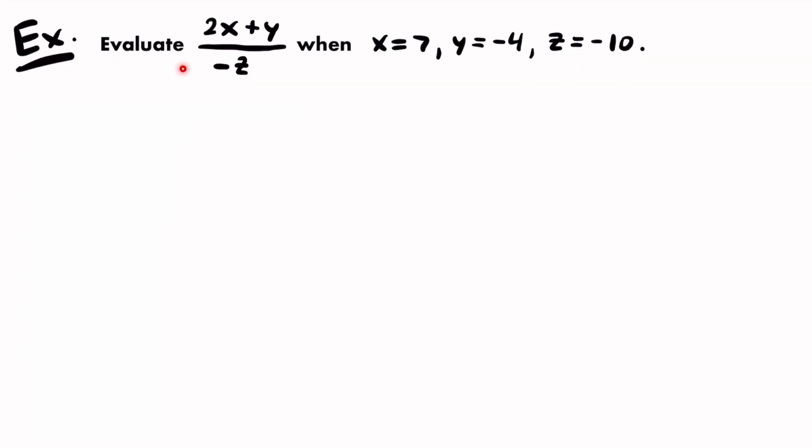Next up, we want to evaluate this variable expression, 2x plus y divided by negative z, when x equals 7, y equals negative 4, and z equals negative 10. We have 3 variables here whose values are known, and we're going to be plugging those in, or substituting them in for x, y, and z in this expression. Once again, x equals 7, y equals negative 4, and z equals negative 10, so we want to replace those variables with those values.